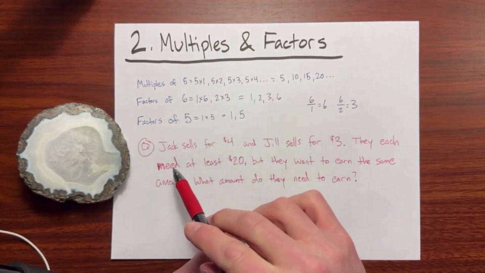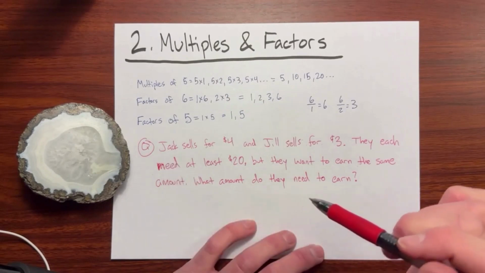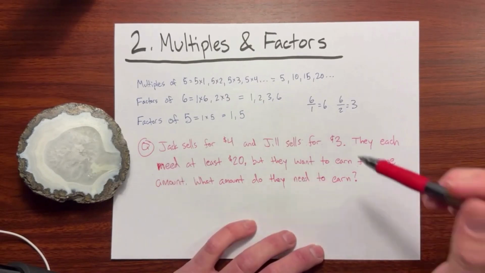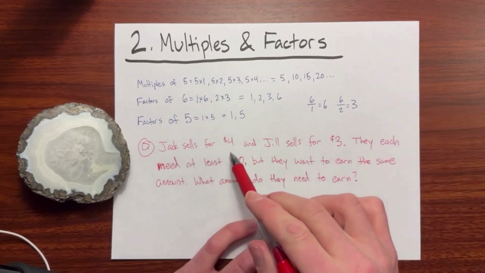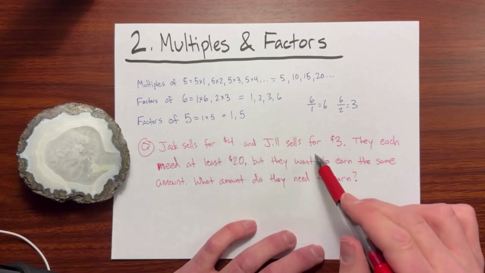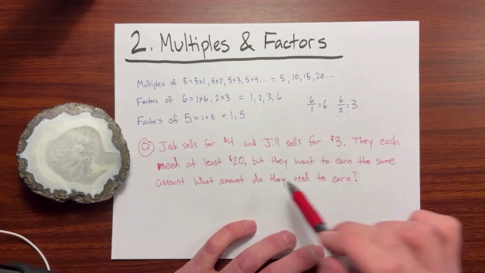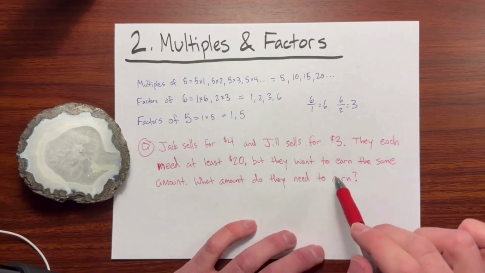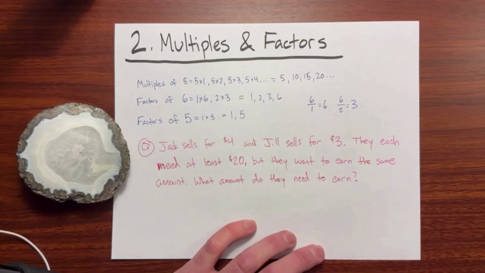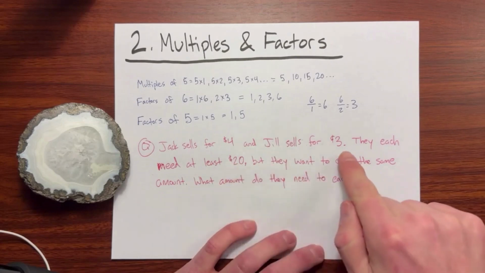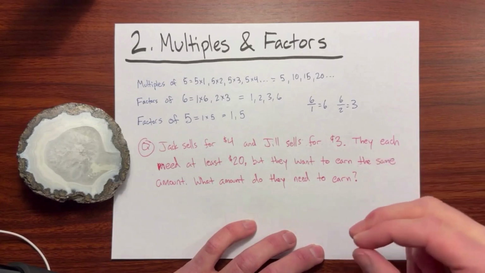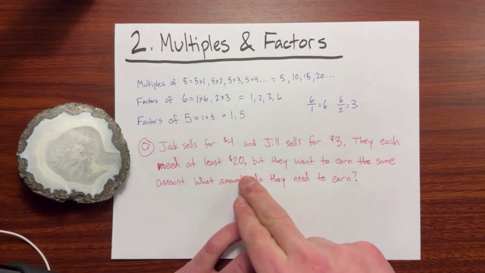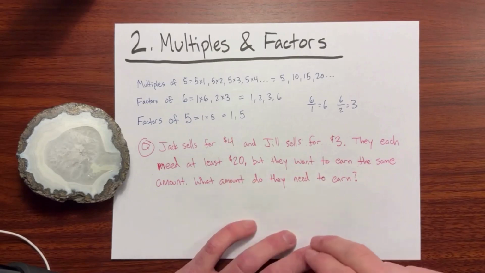So an example problem here could be that Jack and Jill are opening lemonade stands and they want to make at least $20 to buy movie tickets. So Jack sells his lemonades for $4 and Jill sells hers for $3. They each need to make at least $20, but they want to earn the same amount. What amount do they need to earn? So we'll need to figure out the multiples of 4 and 3, see where they match up. In other words, the least common multiple. And we'll also need to pay attention to make sure that they're earning at least $20.